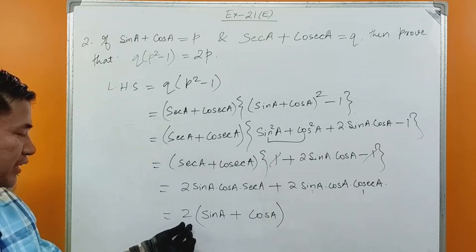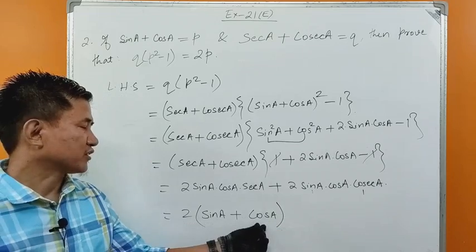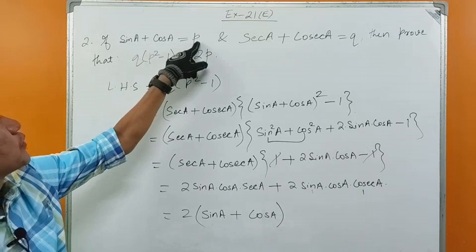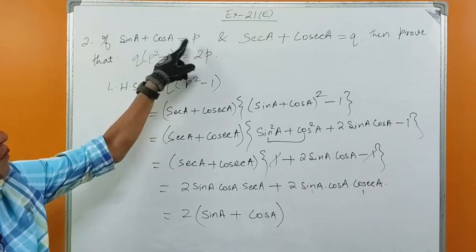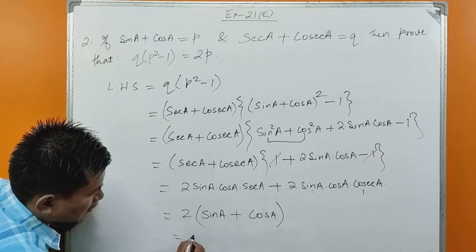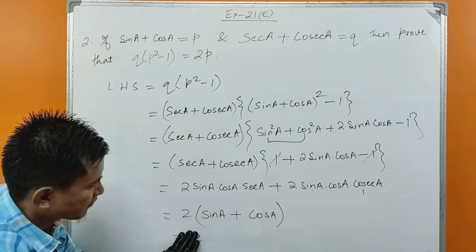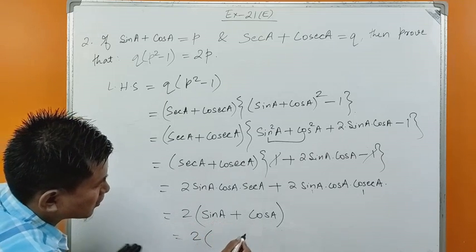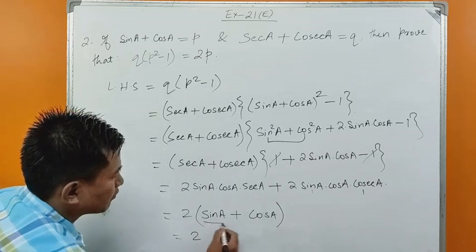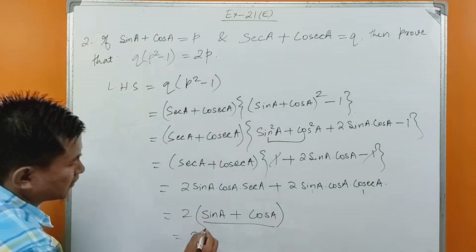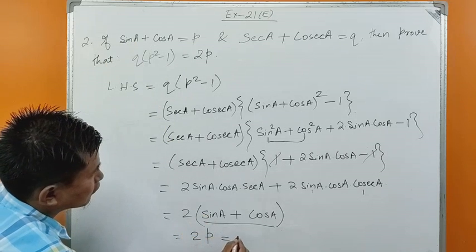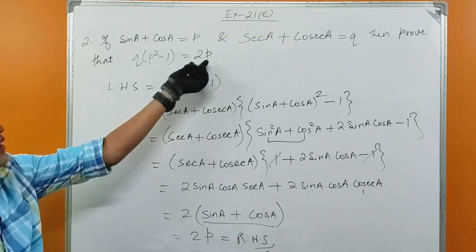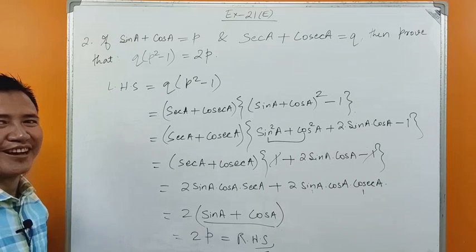So ultimately we have 2 into sin A plus cos A. Sin A plus cos A means P. So this 2 we copy as it is. Now sin A plus cos A means P, so we write P. This equals RHS, isn't it? We have 2P in the right hand side. So we got 2P. I hope you got this.